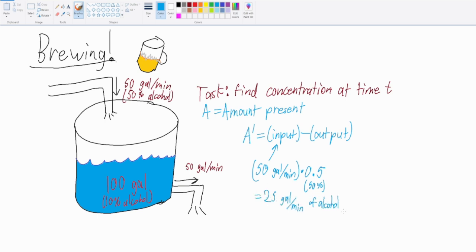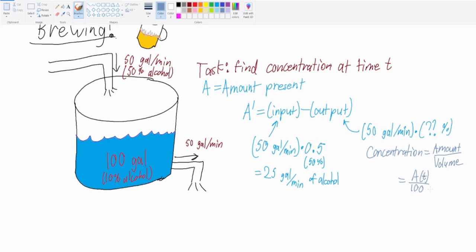We then output 50 gallons per minute with, well, we don't actually know what the concentration is going to be. It's going to change over time. It's whatever the current concentration in the tank is. But what we do know is that concentration is amount divided by the volume. Our tank has 100 gallons in it, so the concentration is going to be whatever the current amount is divided by 100. And so that is the percentage of alcohol in the liquid coming out of this tank.